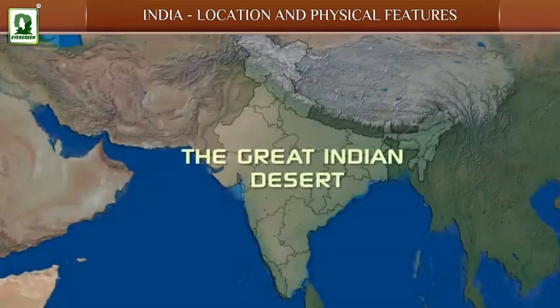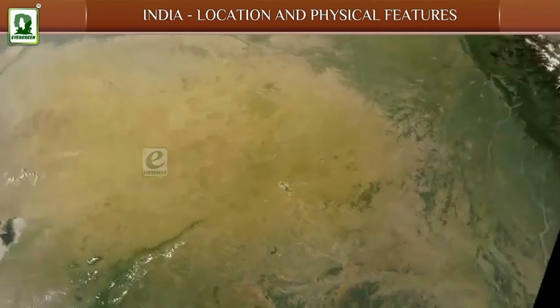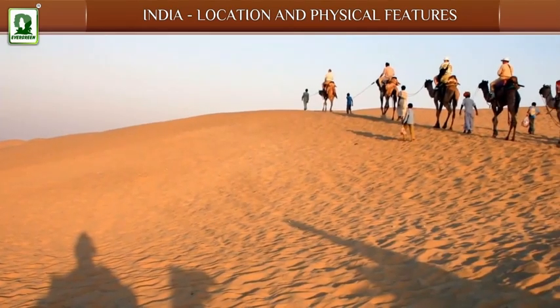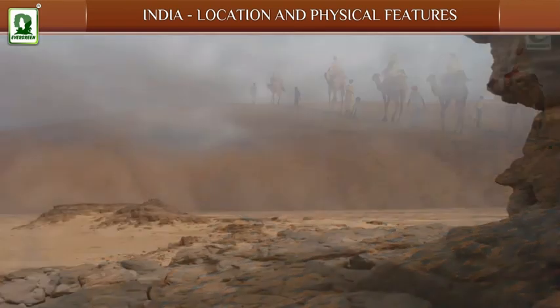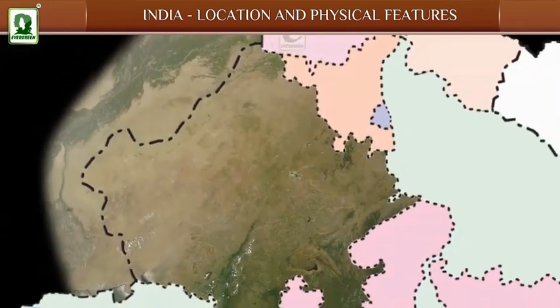The Great Indian Desert. On the west of Aravalli Ranges lies the Great Indian Desert, also known as Thar Desert. It's a dry, hot, and sandy stretch of land in Rajasthan.